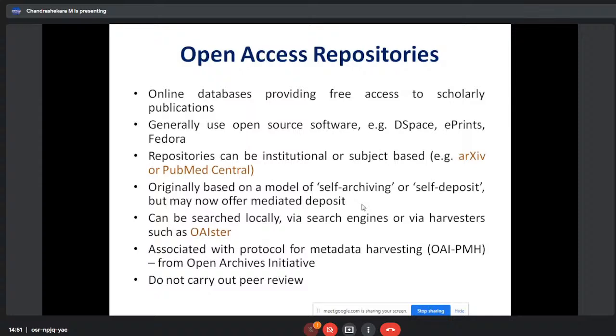Okay, OAister. Harvesting means you can take it from other sources. Yesterday I saw one very good one, the PKP software. This is a good one. And then it is associated with the protocol for metadata harvesting for open archives. There are many initiatives that we can search. They do not carry out peer review. So this is related to that.